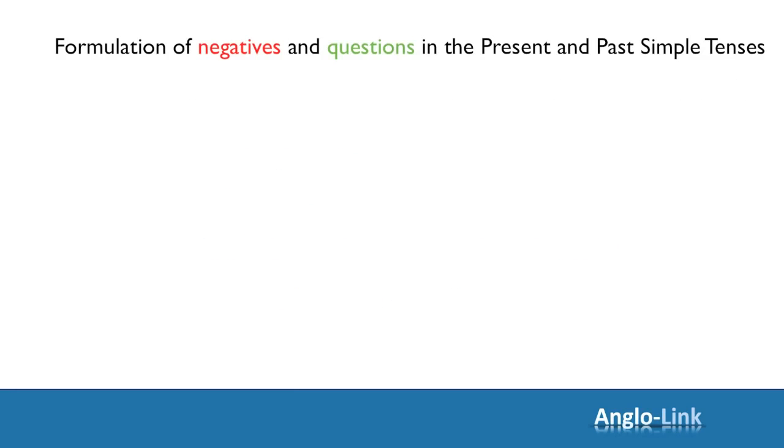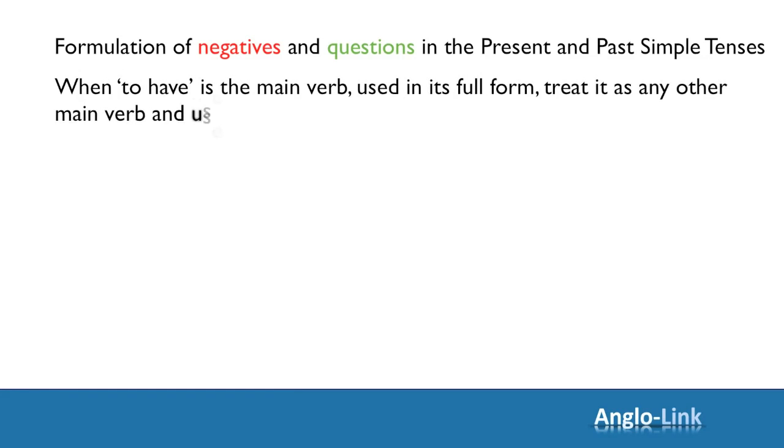One particular point you have to be careful of is how to make negatives and questions in the present and past simple tenses. When to have is the main verb, used in its full form, treat it as any other main verb and use do, does, and did to formulate a negative or a question.